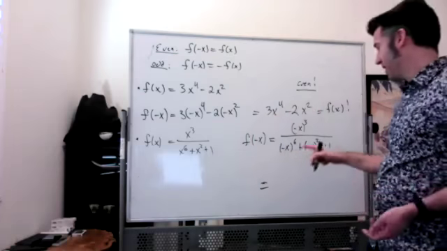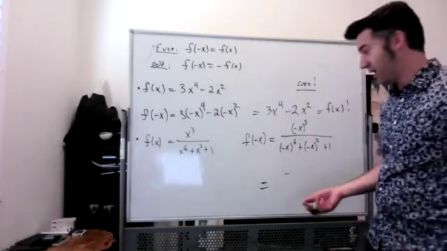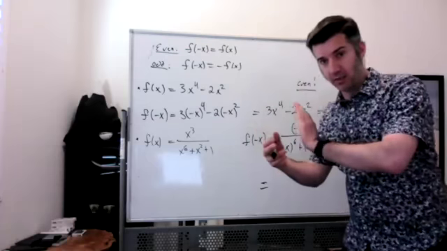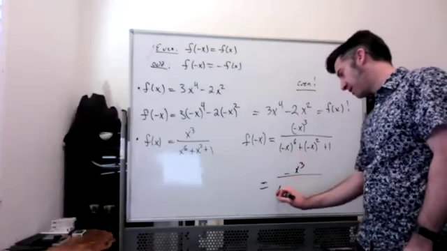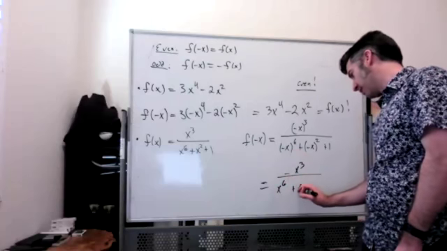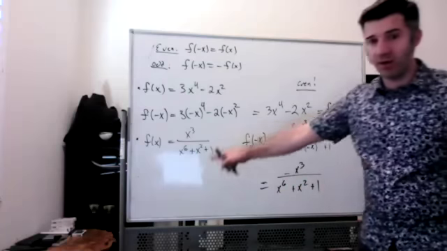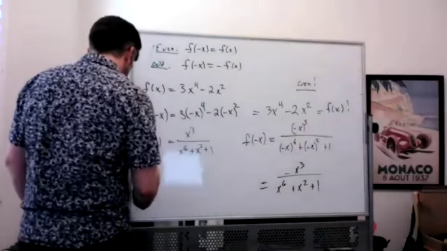But it's not this anymore. I'm trying to pause there so you can hear it. It's not negative x quantity cubed. It is negative x cubed over positive x to the 6th plus positive x squared plus 1. That's not what we started with, but it definitely is the same as negative f of x.